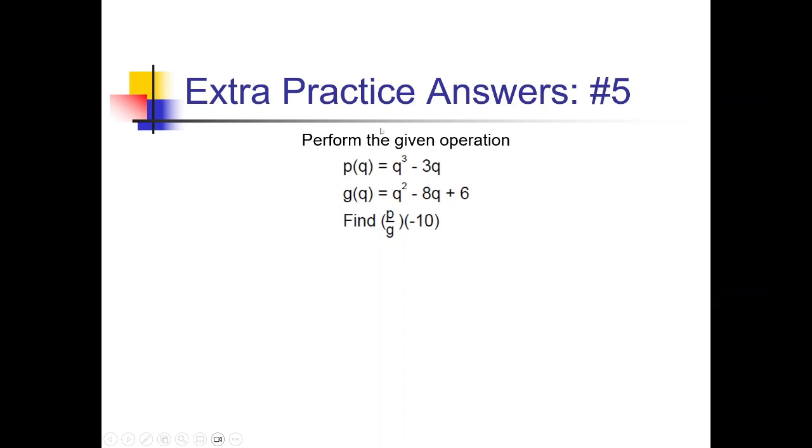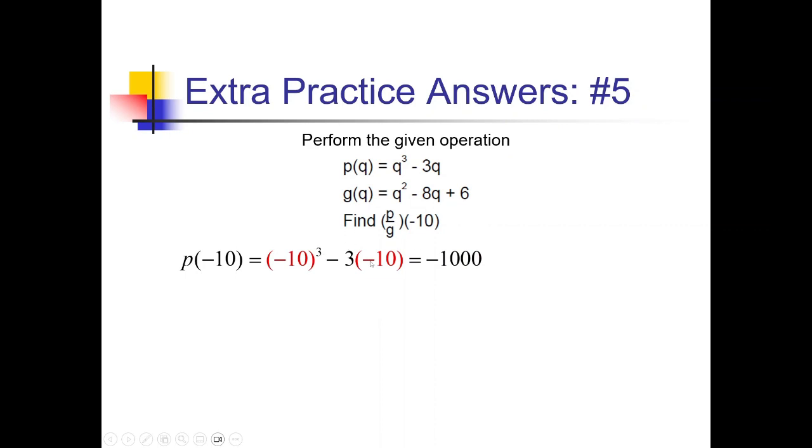For number 5, we have a p and a g function that we are plugging negative 10 into, and then we have to divide the results from doing that. So let me find these individually and then divide. So p of negative 10, that's going to be negative 10 cubed minus 3 times negative 10. Negative 10 cubed is negative 1,000.